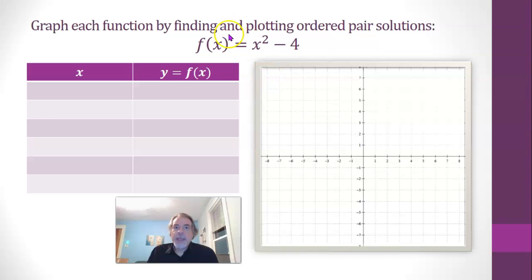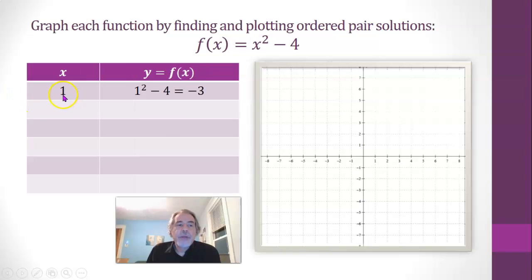So here we're trying to find the graph of the function f of x equals x squared minus 4 by finding and plotting ordered pair solutions. So what we're doing is we're picking a number for x, putting it into the formula to see what f of x would be to go along with it, and that would be the y that goes with that x. So that gives us an x and a y pair that we can plot a point for on the graph.